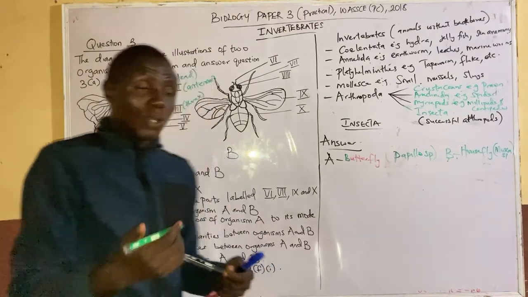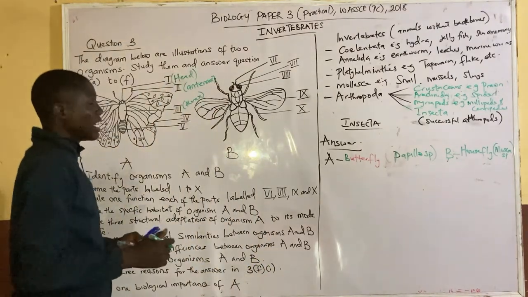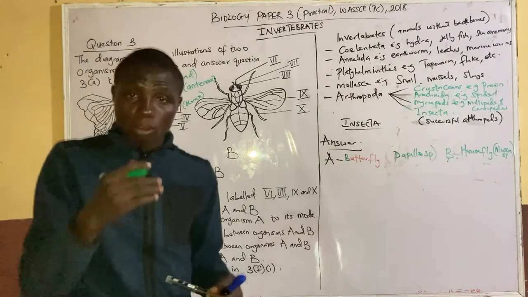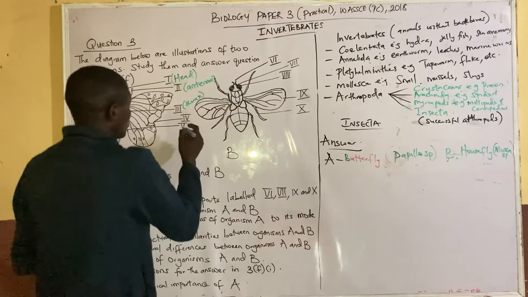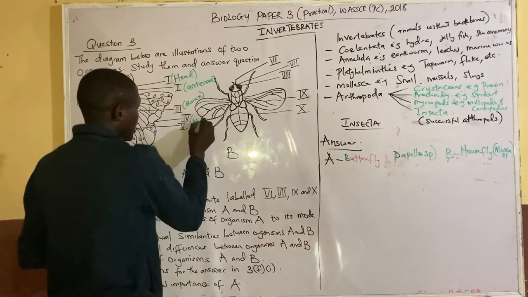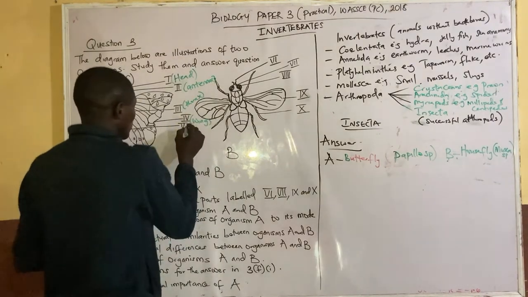But here, if you are not sure whether it is the fore wing or the hind wing, it's better to just say wing. Ordinary wing. So this one is the abdomen.